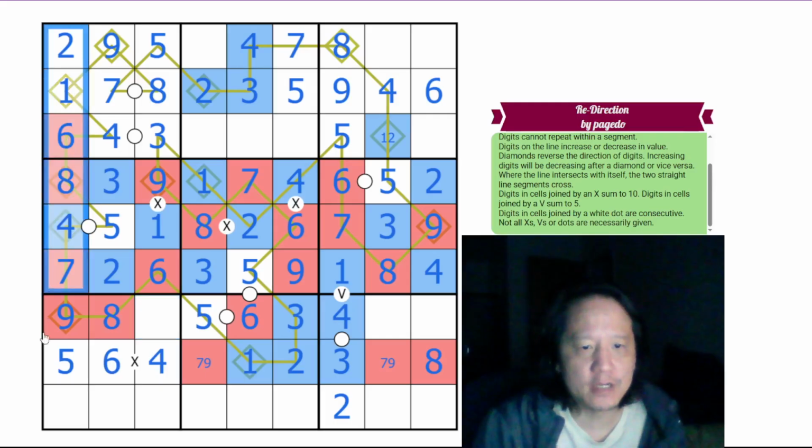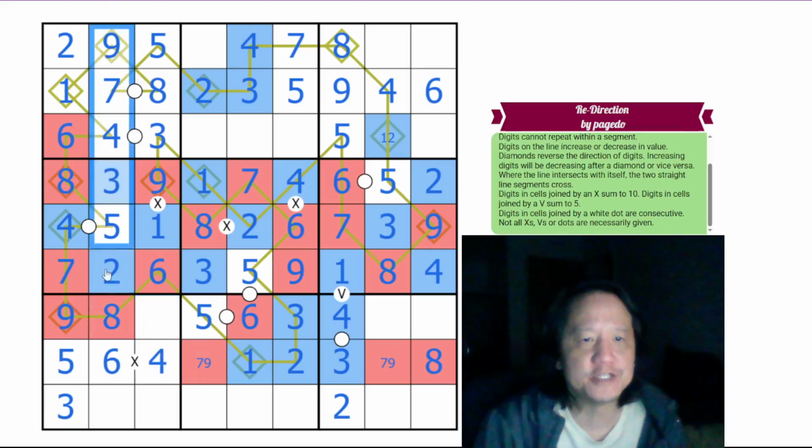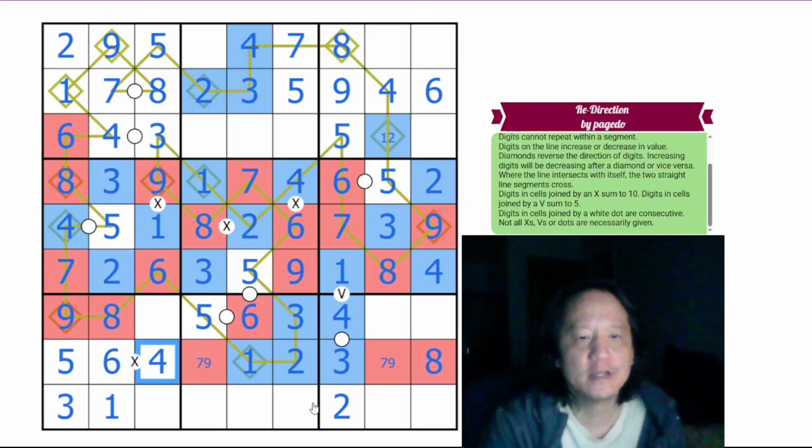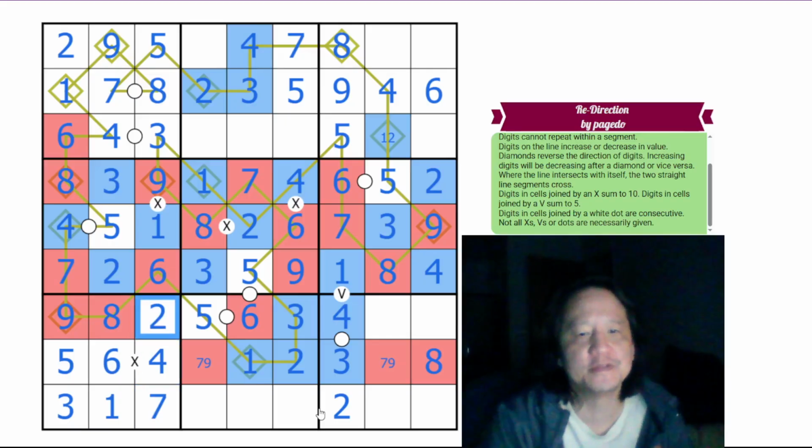Remaining digit in column 1 is a 3. That celebrates the 3 in the corner because we know we're close to solving this. Remaining digit in column 2 is a 1. Remaining digits in column 3 are 2 and 7. 2 can't be here because of 2 in the row. So this is 7, this is 2.